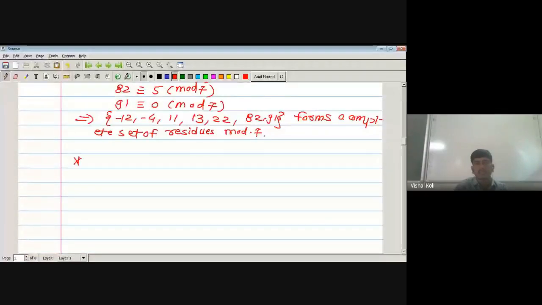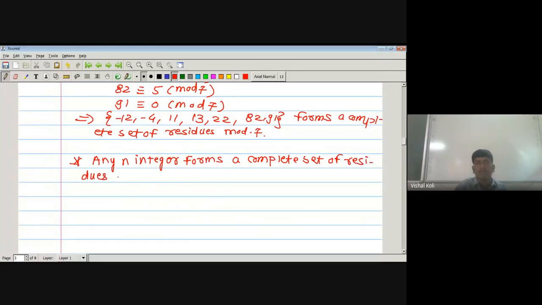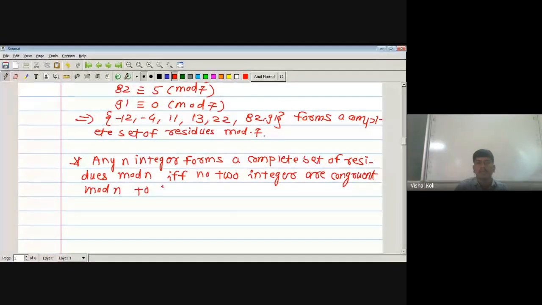Any n integers form a complete set of residues modulo n if and only if no two integers are congruent modulo n to the same remainder.